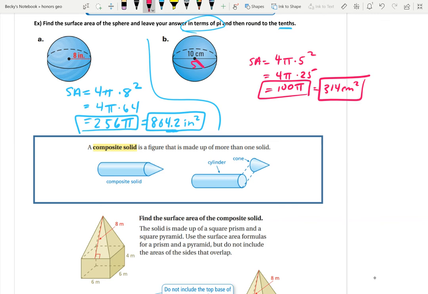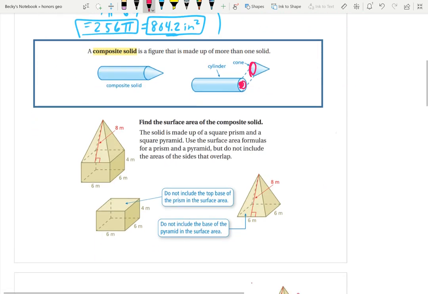For instance, this figure here is a cylinder and a cone. But right here, these two circles, when they come together, you're not going to have to account for those because those would be inside of each other. So on this picture here, this is how you're going to see the problem. And then you have to decide, well, what shape is on the inside? Well, technically there's two. There's the top here of this box, and then there's the bottom of this pyramid.